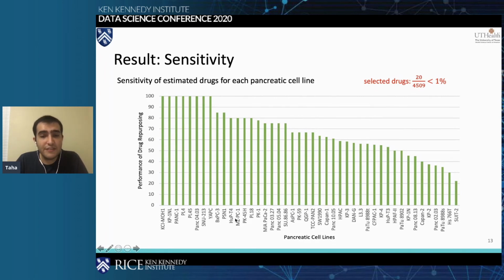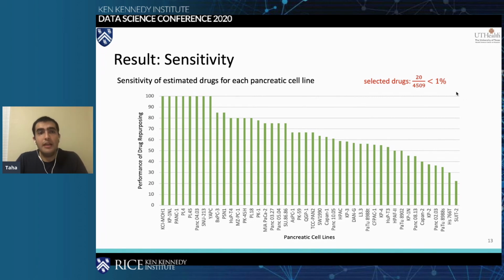As you can see, for each different cell line in pancreatic cancer, our method could detect more than half of the sensitive drugs for almost all of the pancreatic cell lines, except for these few cell lines. For most of them, it could detect more than half of the sensitive drugs, and they are among the top 20 list, which is less than 1% of all drugs. That is a promising result, in the sense that we can suggest a short list of drugs for each cell line to specialists so that they can do further experiments and investigations.